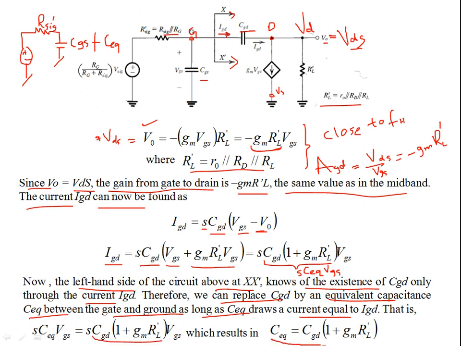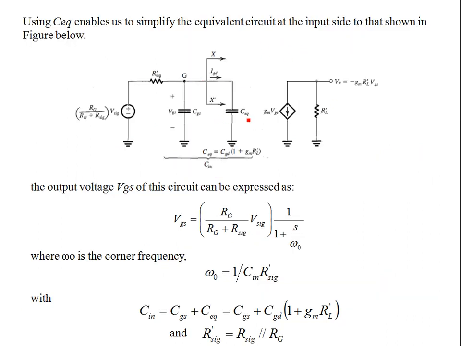From this valid approximation, we can bring this C equivalent in parallel with CGS, and then we have more simplification. The circuit looks like this. So you see again the input circuit is your single pole RC circuit. It's like this: R signal with the equivalent capacitance C equivalent plus CGS. That's it. Okay. So the transfer function can be readily written.